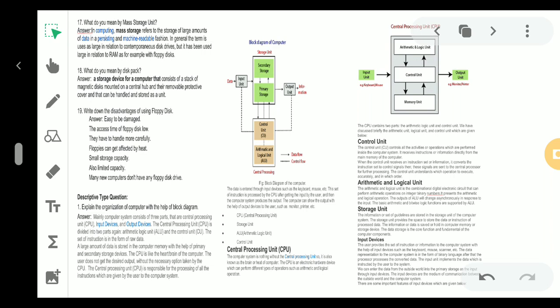You are able to see first the central processing unit. So the central processing unit is a combination of the control unit, arithmetic logic unit, and storage unit, and apart from that we have input devices and output devices. So we have to explain all these components over here. Okay.